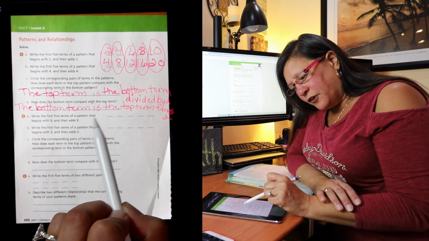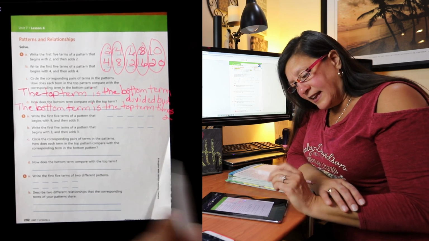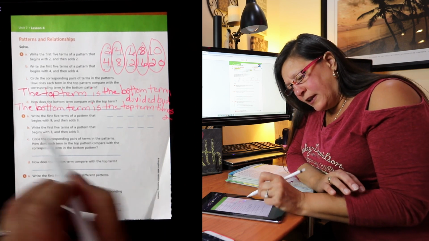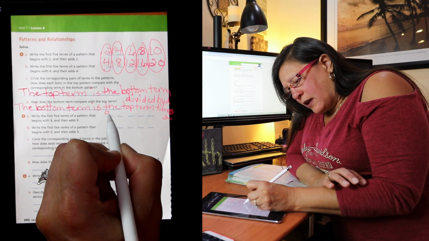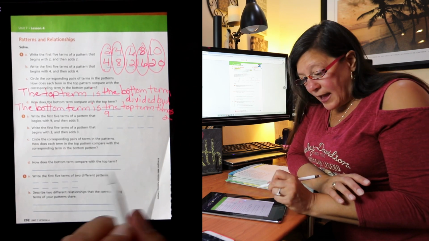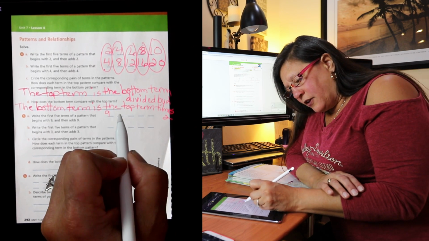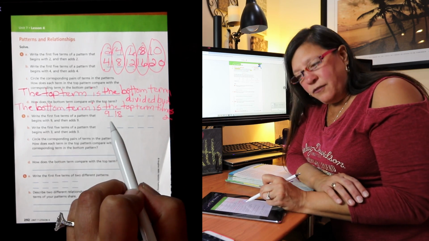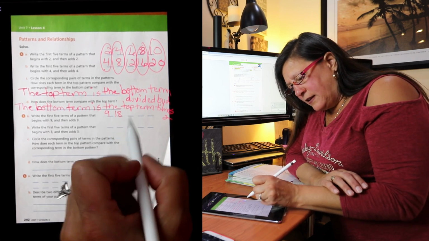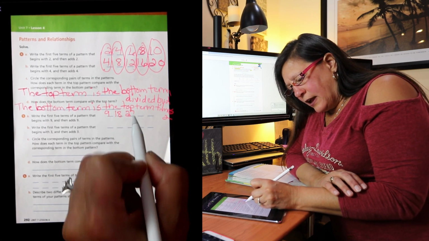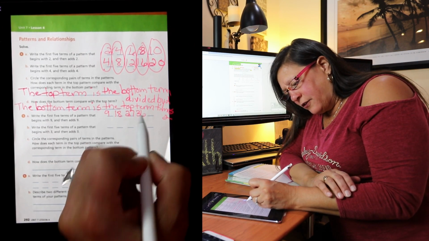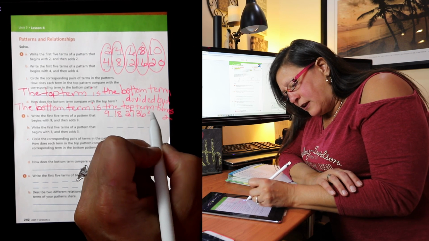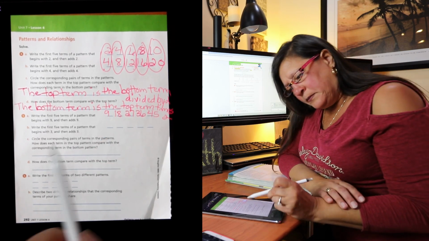Write the first 5 terms of a pattern that begins with 9, then adds 9. Again, we're writing our 9 multiples. Okay? So we start with 9, and then you add 9 to 9, which is going to be 18. So that's 9, 18. Add another 9, you get 27. Add another 9, you get 36. Add another 9, you get 45.